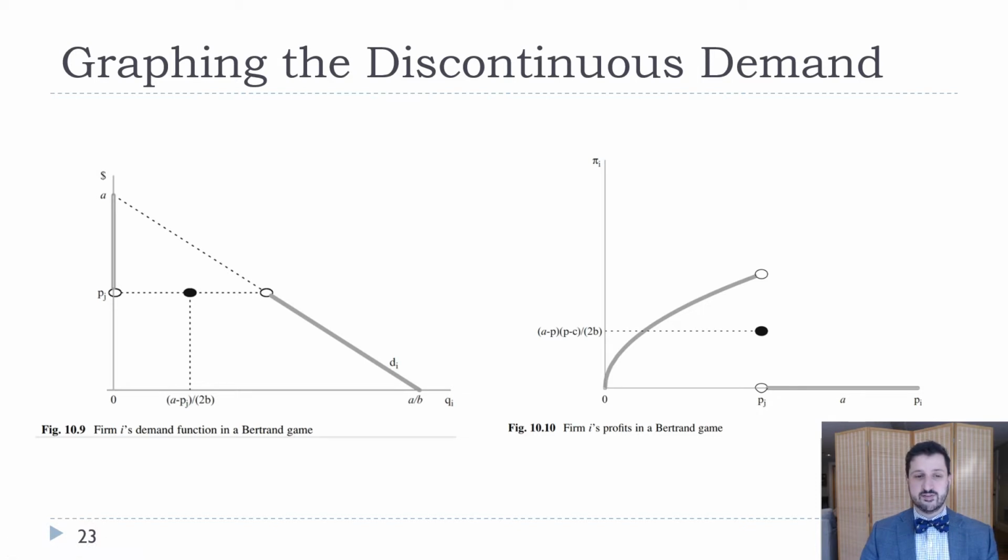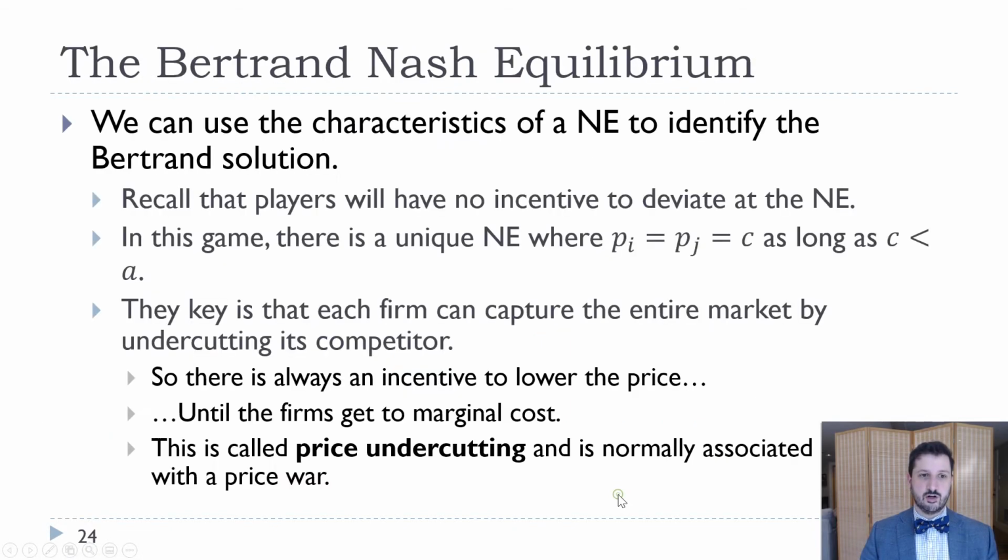You can't take the derivative of a discontinuous function, but it actually makes, in some ways, the game a little bit easier to solve. So what we're going to do is say, all right, well, what's the definition of a Nash equilibrium? And Nash equilibrium is where players have no incentive to deviate. So in this game, what the Nash equilibrium is going to be is that my price equals your price, and it's equal to the marginal cost, as long, of course, as the cost is less than A. If it's too high, then neither of us is going to compete.